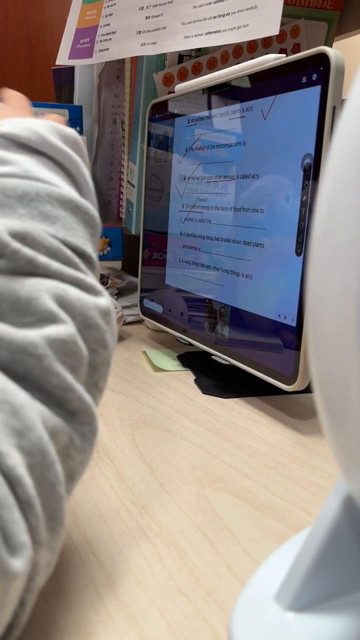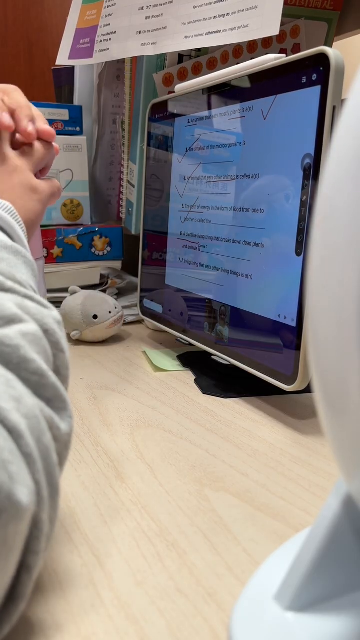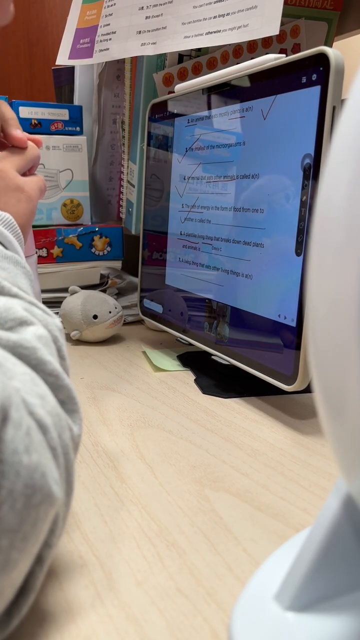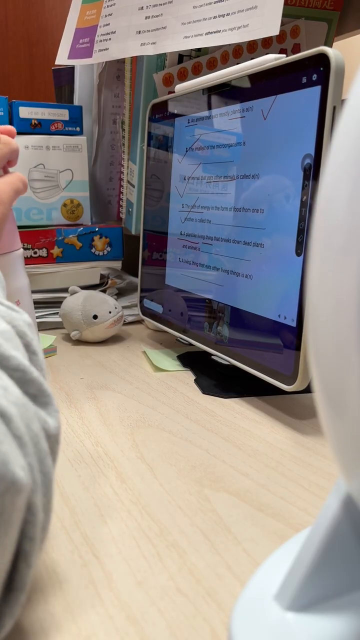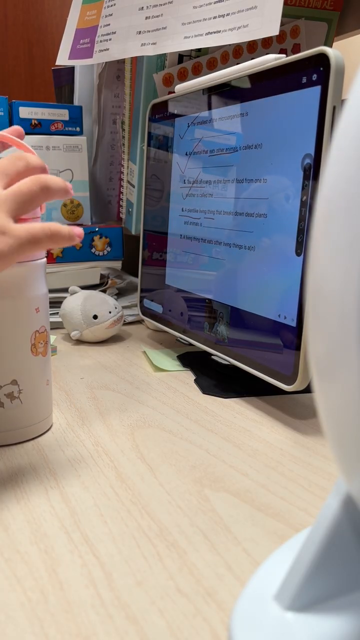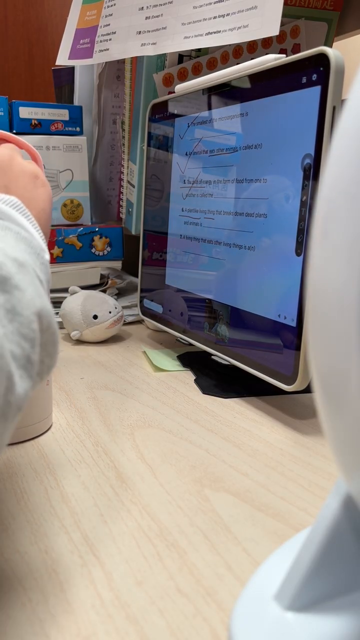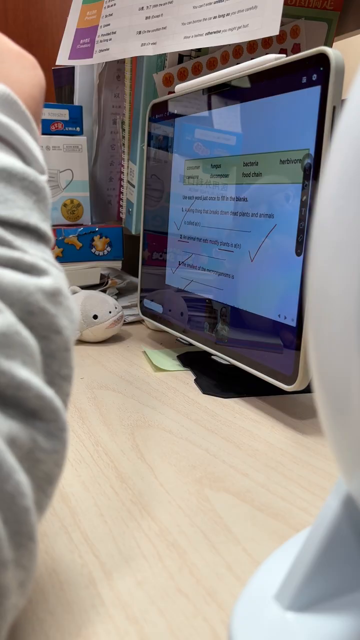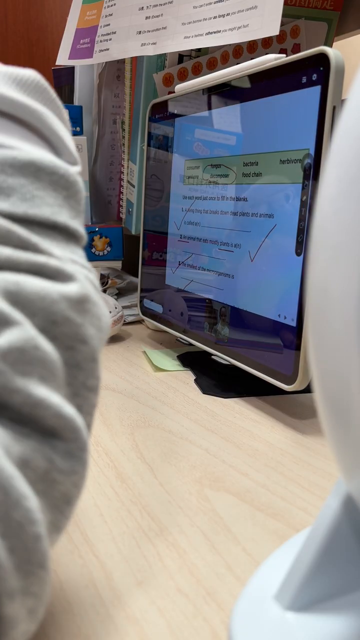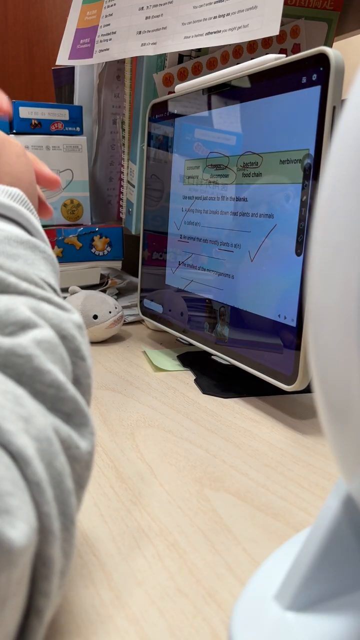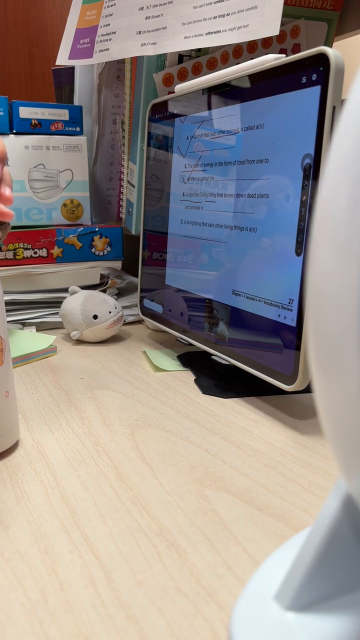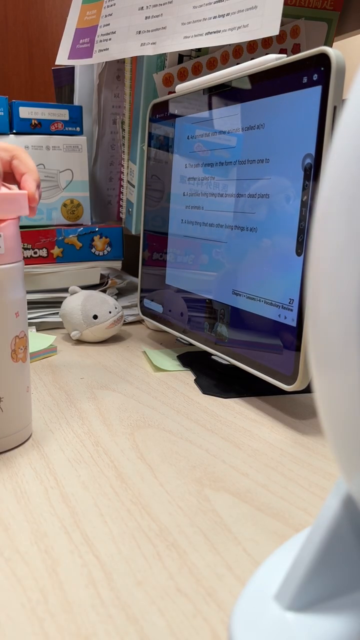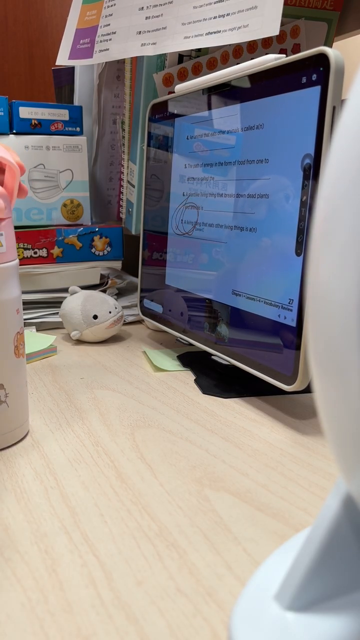All right. A plant-like living thing that breaks down dead plants and animals is a fungus or some kind. Well, it could be a decomposer, right? It could be a fungus. It could also be a bacteria, right? Lots of different things. Yes. Okay, what about number 7?